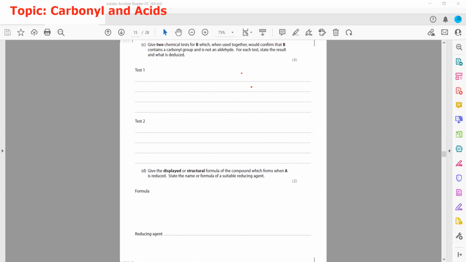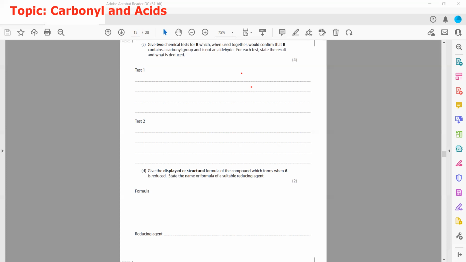The second thing we can use is Fehling's or Benedict's solution. Fehling's or Benedict's solution contains copper(II) ions, which are blue in color. When an aldehyde reacts with Fehling's or Benedict's solution, copper(II) is reduced to copper(I), so the solution turns into a red-brown precipitate of copper(I) oxide.